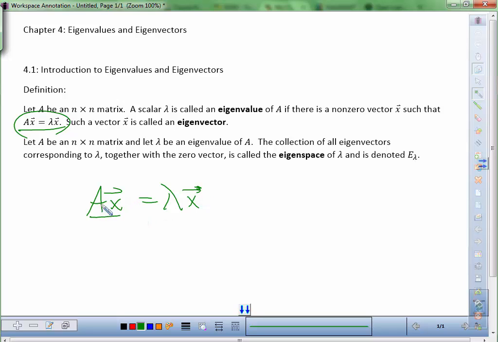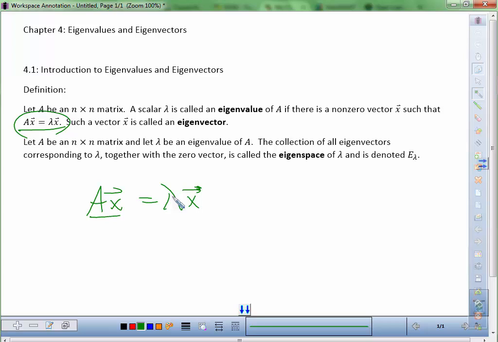So that whole idea of applying a matrix to a vector is like a linear transformation. And when you take a linear transformation of a vector, a lot of things can happen. It could go to a bunch of different places. But if all it does is scale that particular vector, then it's an eigenvector for the matrix. So how are we going to find this?